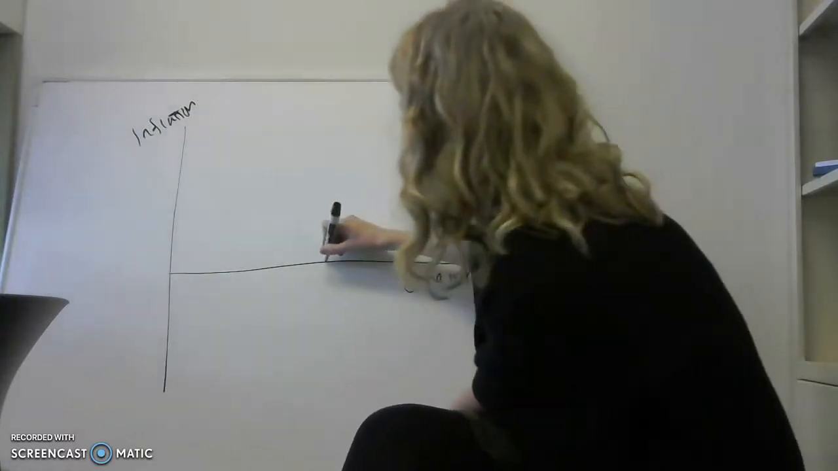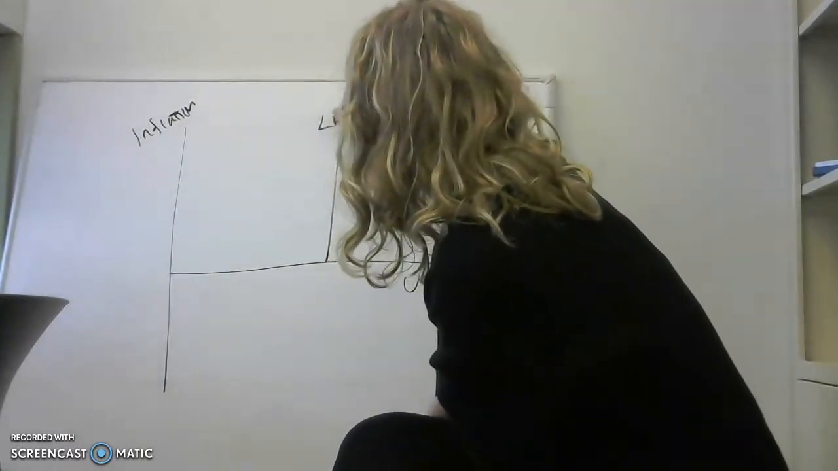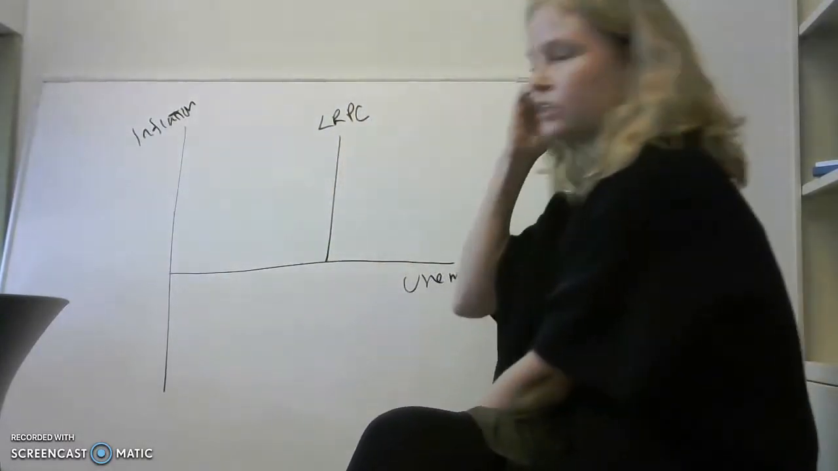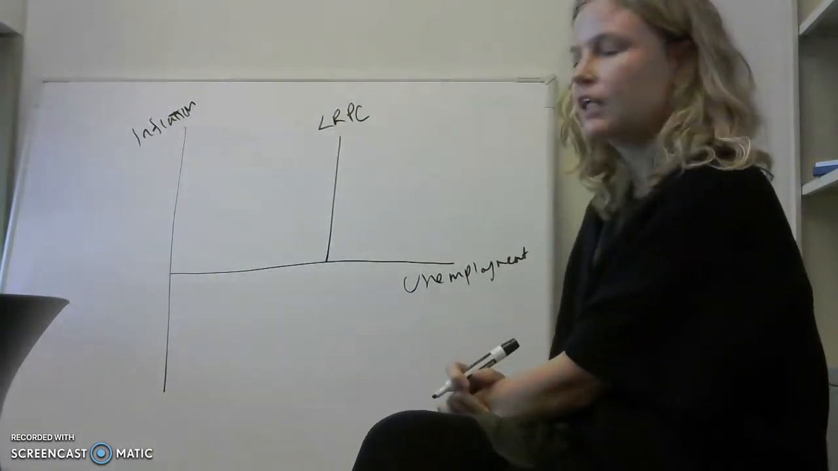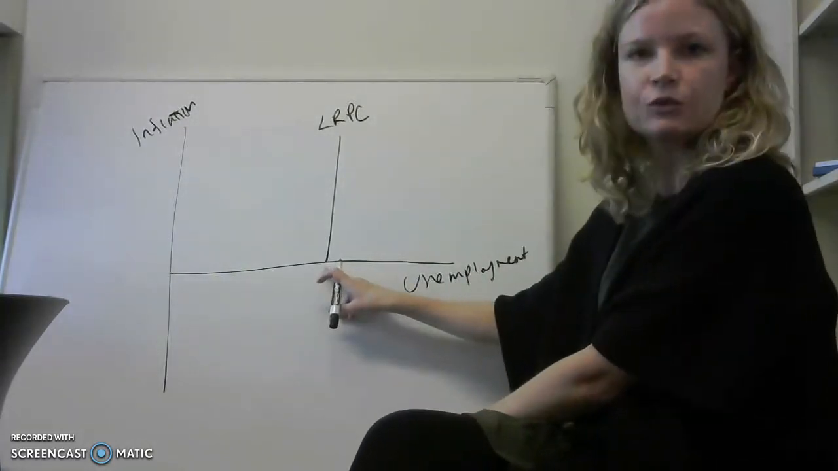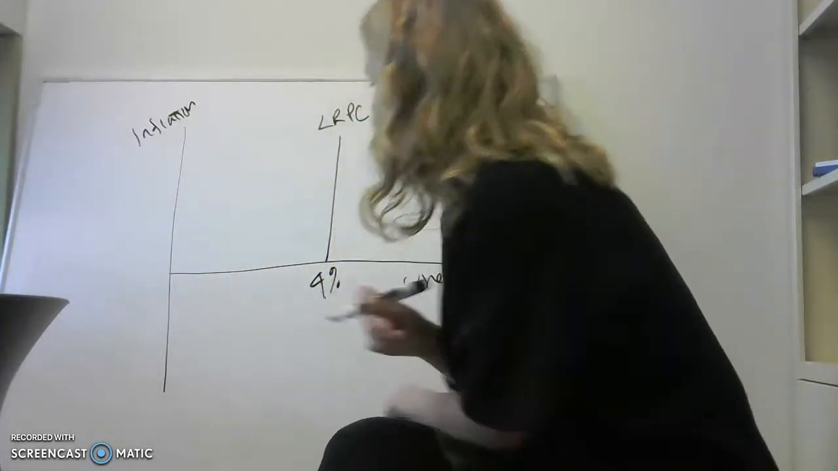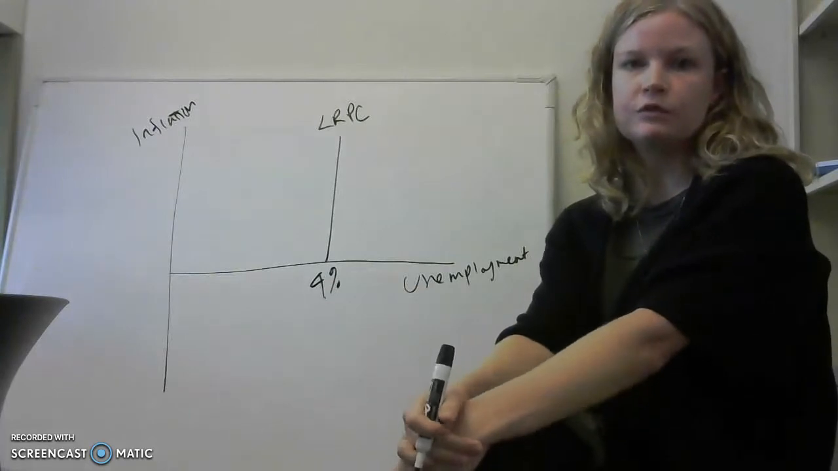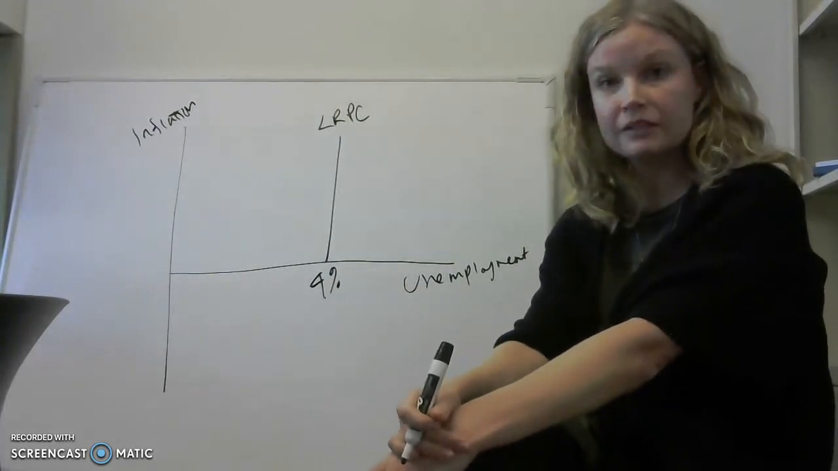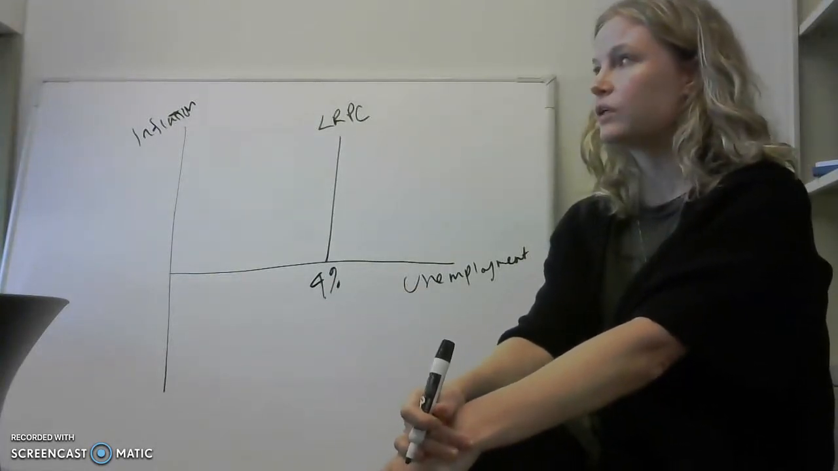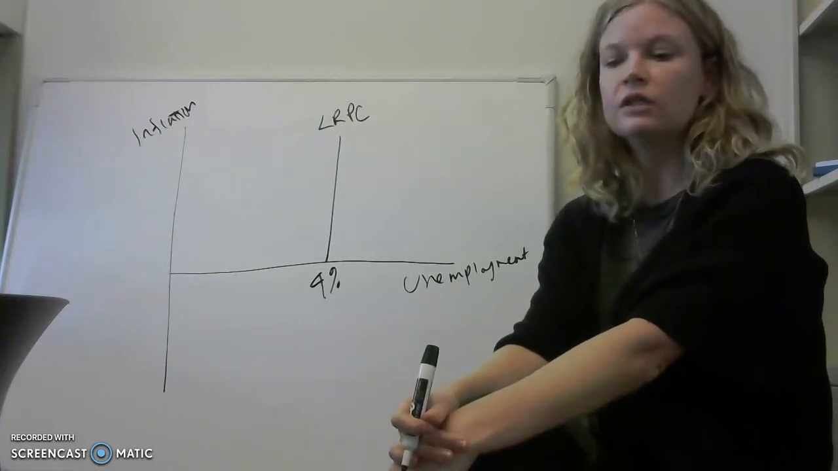I'm going to start with this long run one here. Okay, long run Phillips curve. So the long run Phillips curve is a vertical line, and that vertical line is at the natural rate of unemployment. Now I'm going to put 4% here. So the natural rate of unemployment, it's equal to frictional plus structural unemployment. And basically, it's what the economy is always going to return to in the long run.